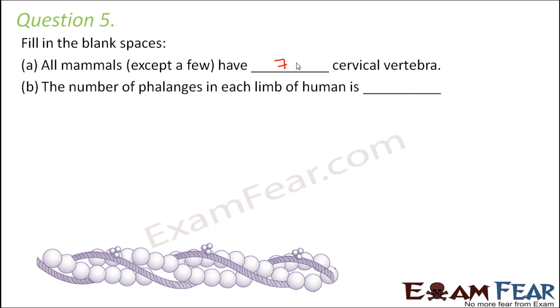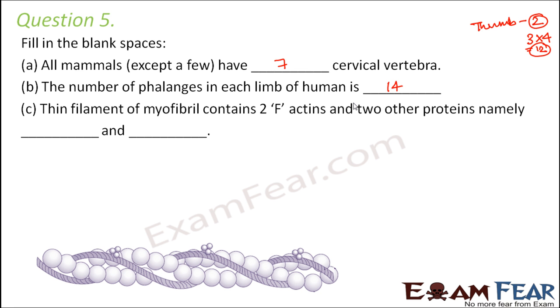The number of phalanges in each limb of human is, so when you say each limb, whether it is an upper limb or a lower limb, how many fingers do you have in your each limb? There are 5 fingers, right? And out of that, the thumb has how many phalanges? 2. All other fingers have 3. So there are 4 other fingers, so that will be 12. So 12 plus 2, that is 14. So the number of phalanges in each limb is 14.